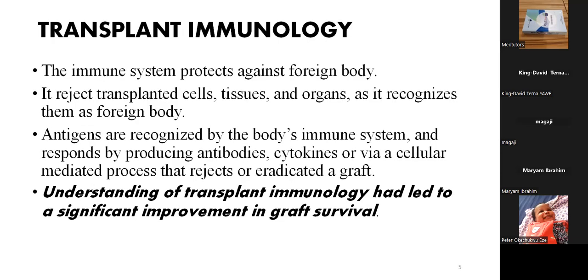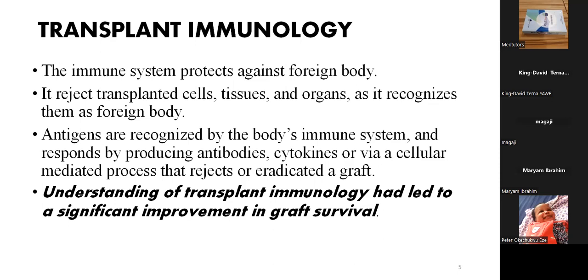So transplant immunology: the immune system protects against foreign bodies. It rejects transplanted cells, tissues, and organs as it recognizes them as foreign bodies. Just the same way the immune system attacks microorganisms, so also, whenever there is a foreign body in one's body, the immune system attacks it. The antigens are recognized by the body's immune system, which responds by producing antibodies, cytokines, or via cellular mediated process that rejects or eradicates the graft.